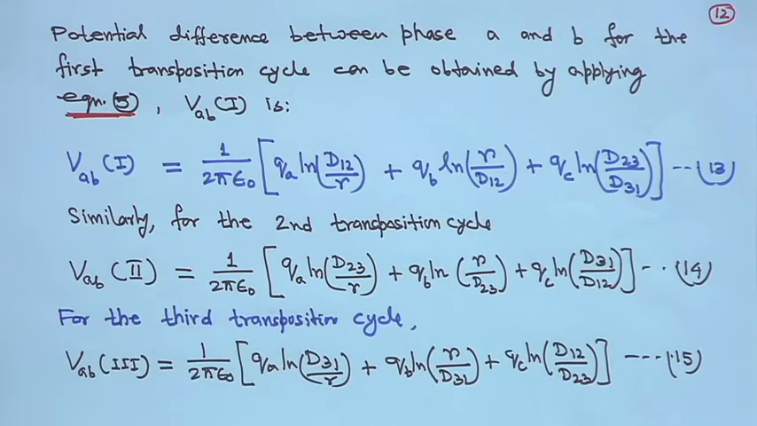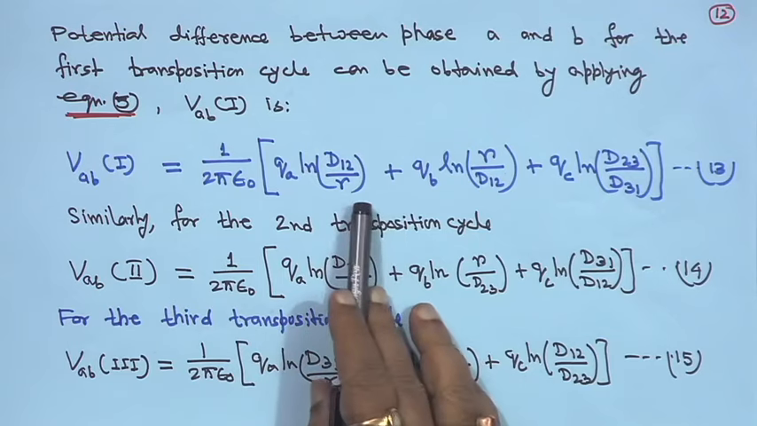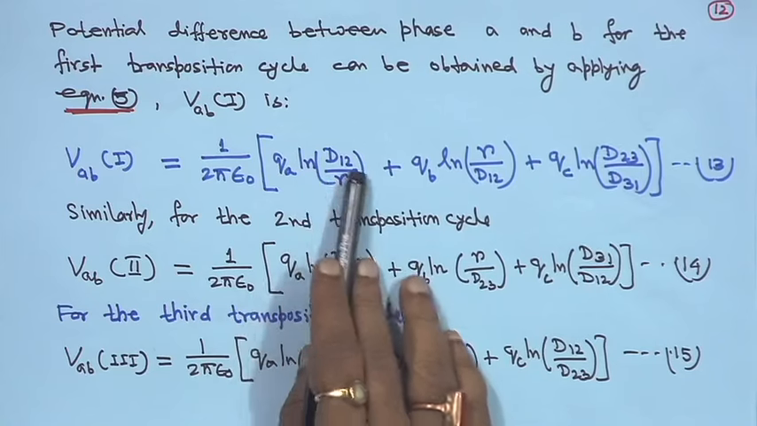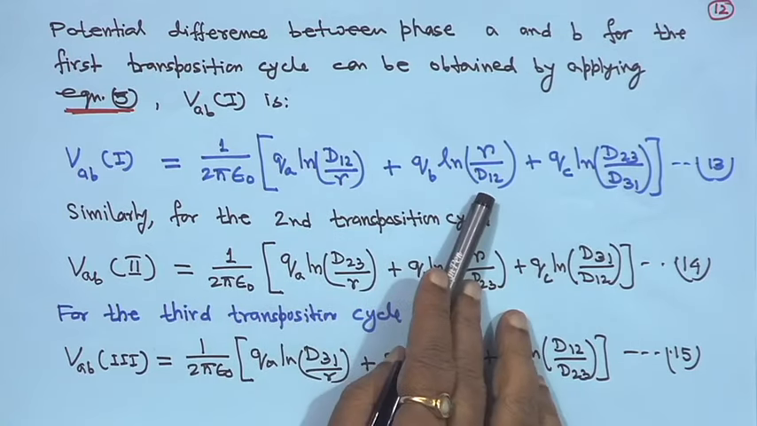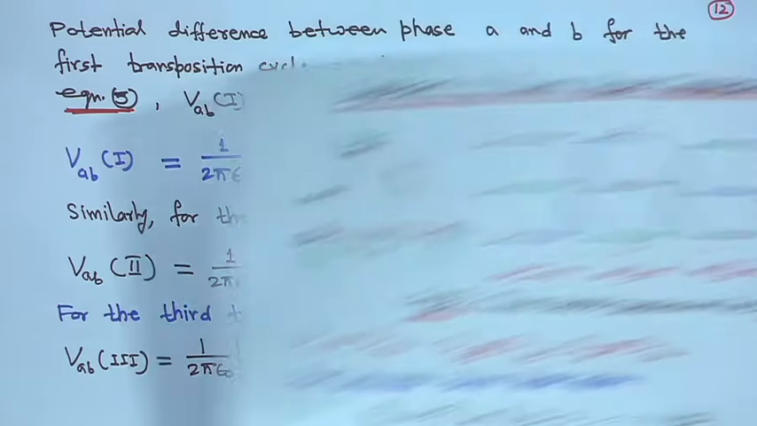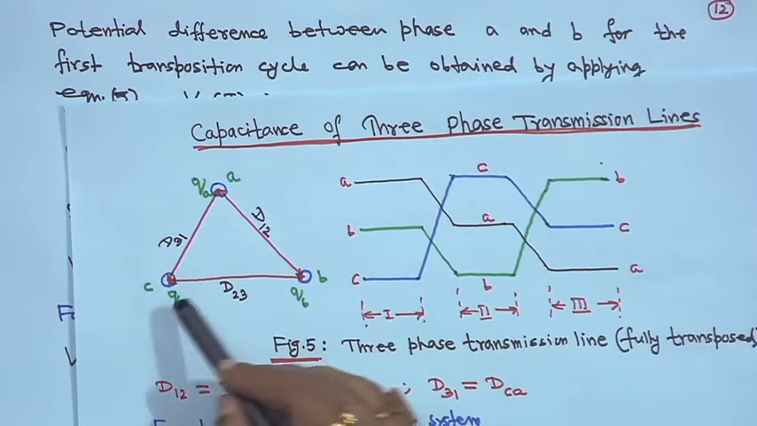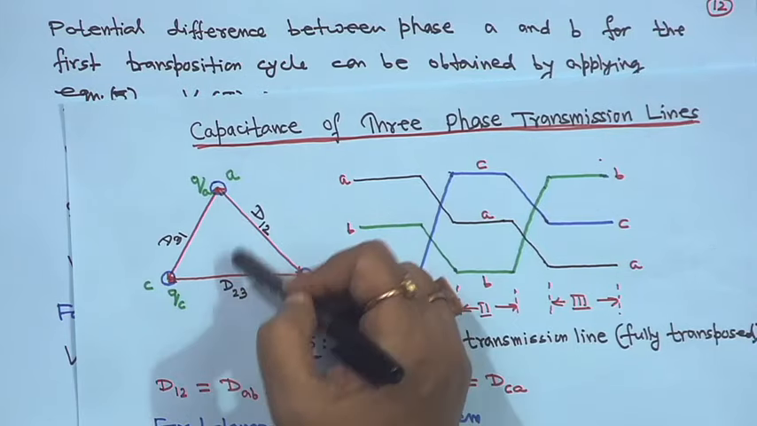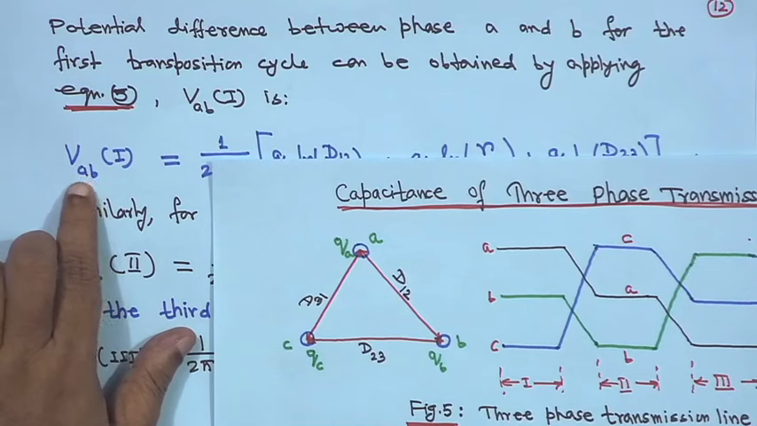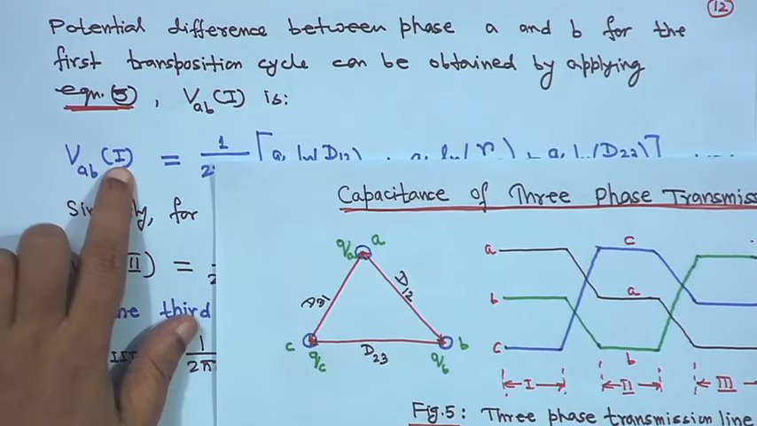For inductance also, for flux linkage, we applied one generalized equation. For capacitance, for voltages also, the same equation we are putting in this form, that means QA ln D12 upon R plus QB ln R by D12 plus QC ln D23 by D31, because you want your VAB for section 1.